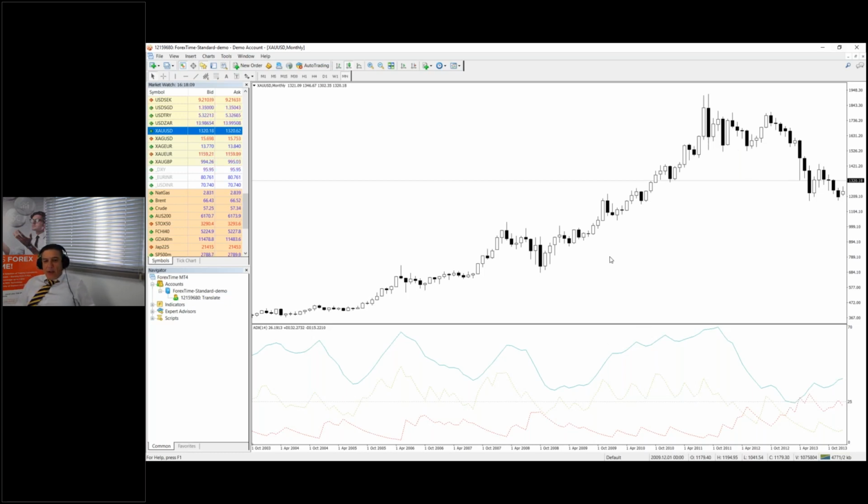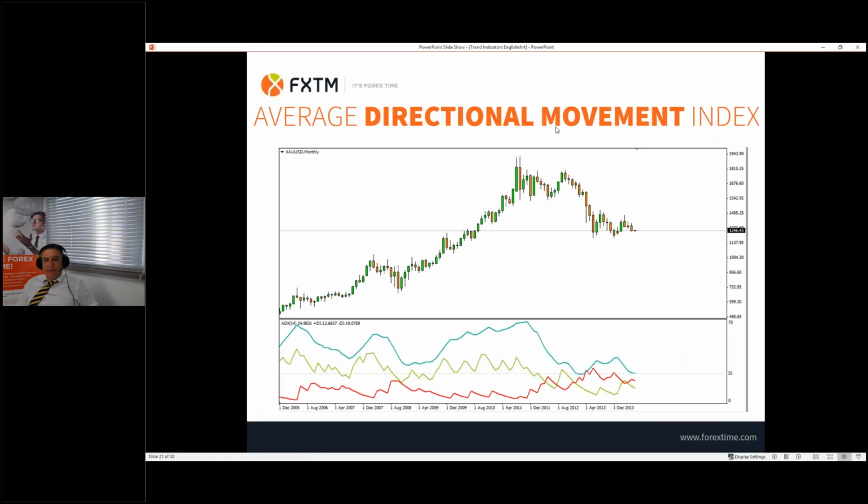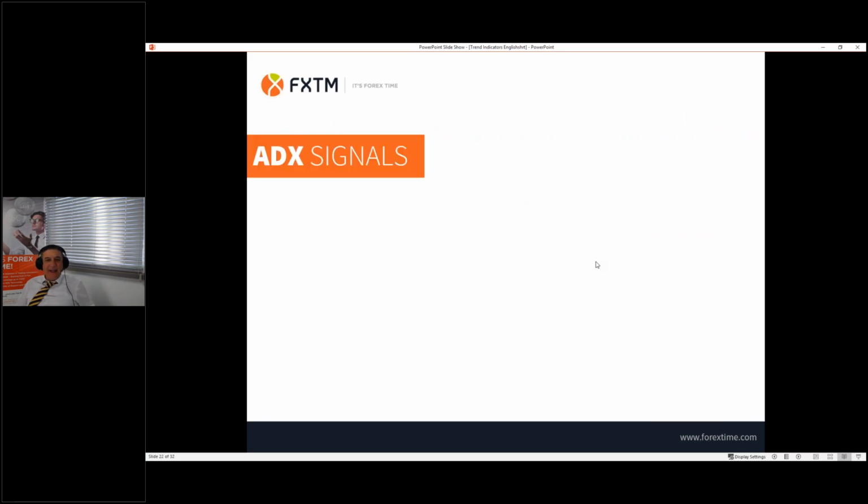All right, guys. So let's go back to our presentation. So this is how ADX works. ADX should be above 25, and then we take a look at the crossing between the green and the red line to find whether we're going to buy or sell. Okay? The anatomy here of ADX. So we make sure you understand the lines of ADX. All right. So signals. Let's take a look at the signals.